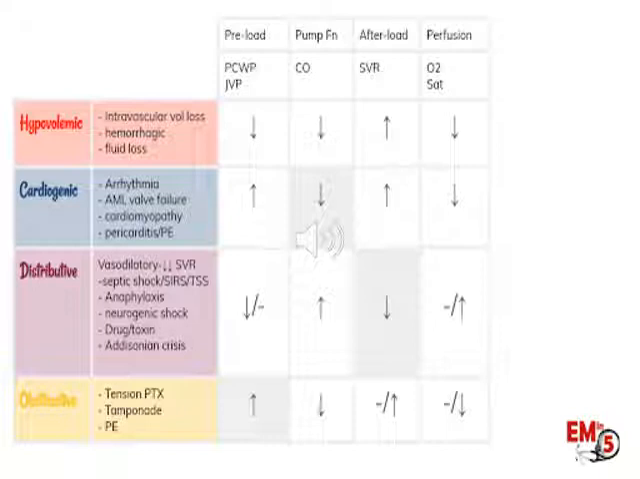In obstructive shock, we will have increased preload with increased pulmonary capillary wedge pressure and central venous pressure. We will have severe reduction in the cardiac output. We will have normal or increased systemic vascular resistance due to sympathetic overactivity. And at the end, we will have tissue hypoperfusion with decreased mixed venous oxygen saturation.